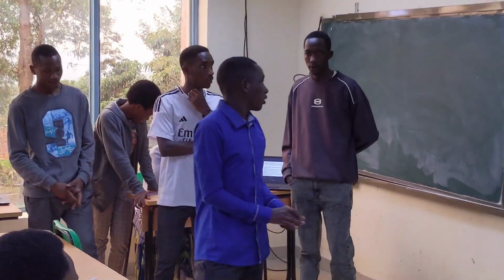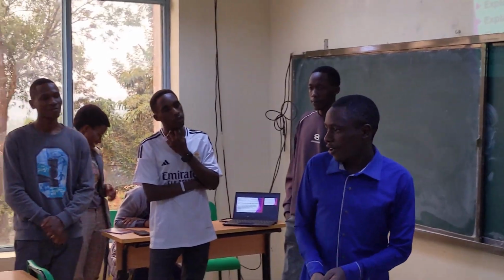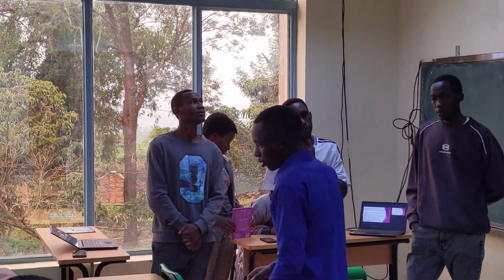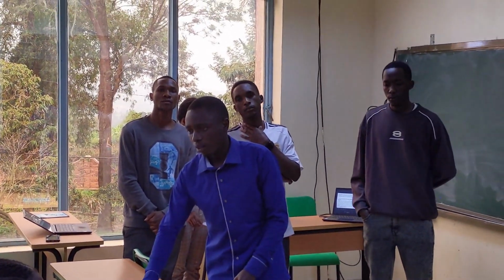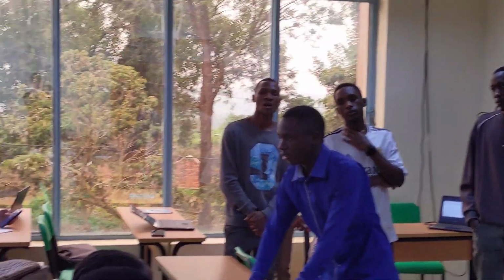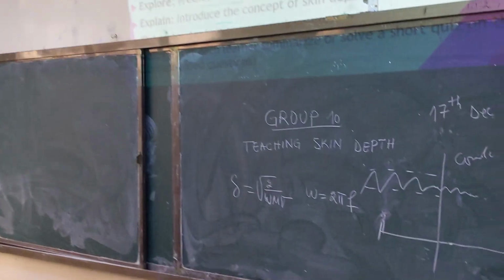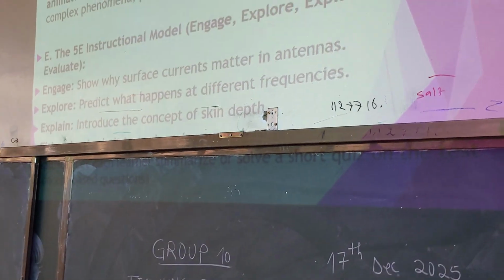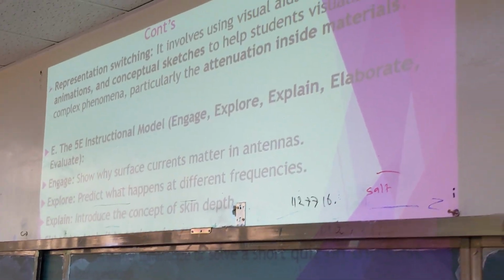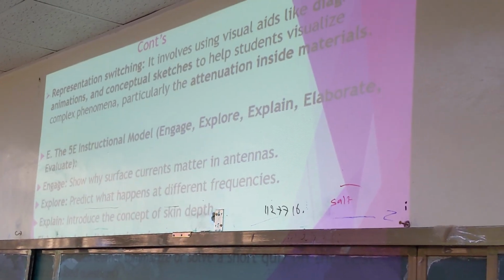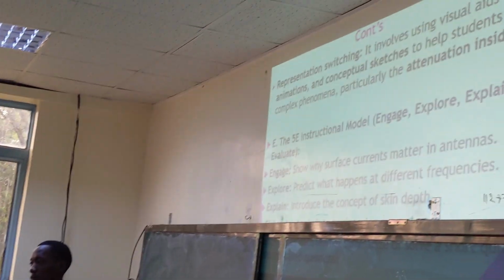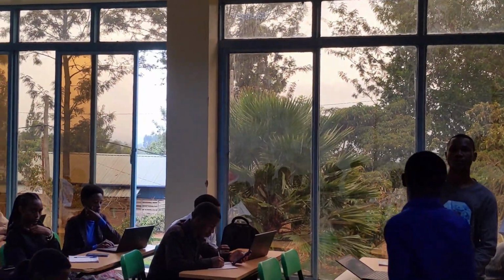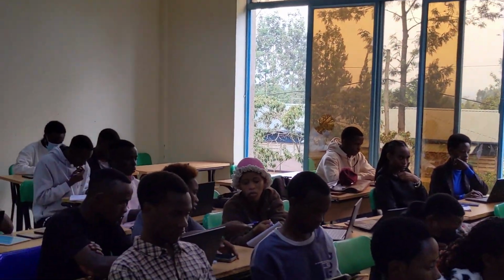The fourth phase is called elaboration. Here, the learners and the teacher share the different real applications of this concept in the real world. The fifth phase is evaluation. Here, the teacher checks whether the learning objectives have been achieved. Let me invite another presenter to continue.